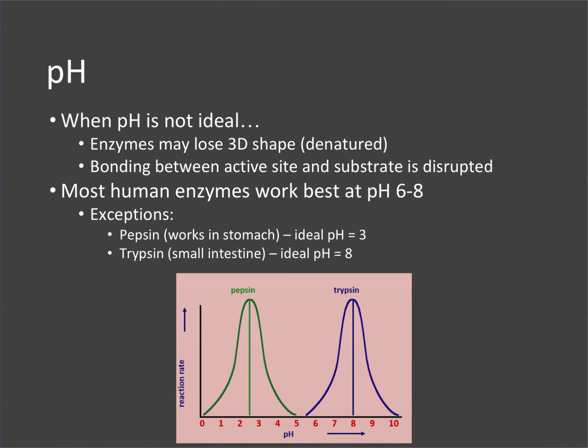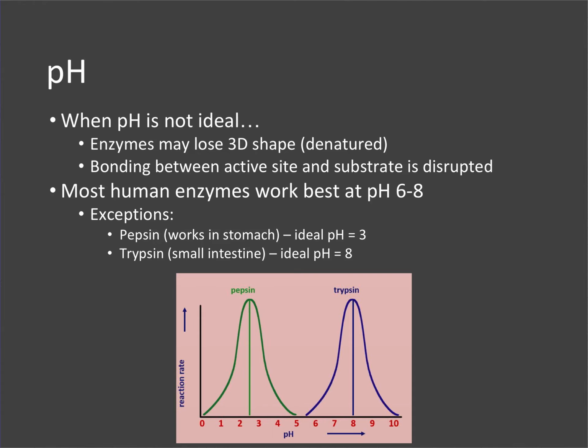Enzyme activity is also affected by pH, which is a measure of acidity. So if the pH is not ideal, so if it's not in the optimum range for the enzyme, the enzyme is not going to work very well. So they might lose their 3D shape. So once again, remember that shape is really important. If the shape of the enzyme changes, it can no longer do its job. And we call that being denatured. And so if the pH is not in the optimum range, then the active site of the enzyme and the substrate are not going to be able to meet up properly.